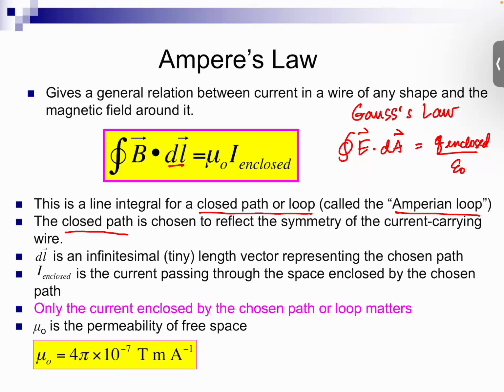dl in this integral here is a small or tiny length vector that represents the closed path. Okay. And then I enclosed is the current that is inside the closed path that you've drawn. And we note that since in this equation you're only looking at the current inside the closed path, it means that only the current inside the path contributes to the magnetic field, as indicated here. And mu naught is just a constant, which is given as this number here.